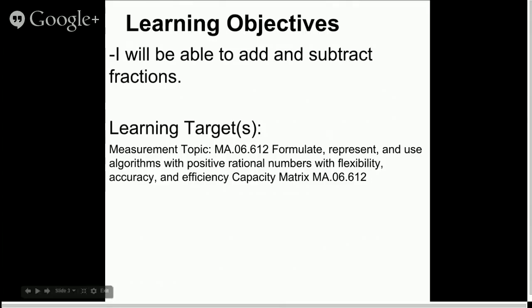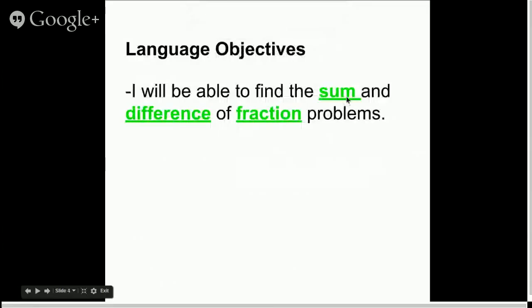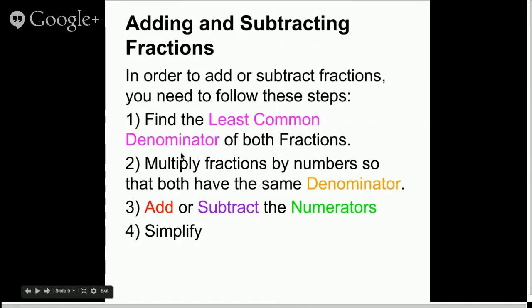All right. I will be able to add and subtract fractions. Pretty simple. Sum is addition, difference is subtraction, fraction problems. The steps for adding and subtracting are basically the same. You find the least common denominator of both the fractions. You multiply the fractions by that number so that they both have the same denominator. Then you add or subtract the numerators, and then you simplify.